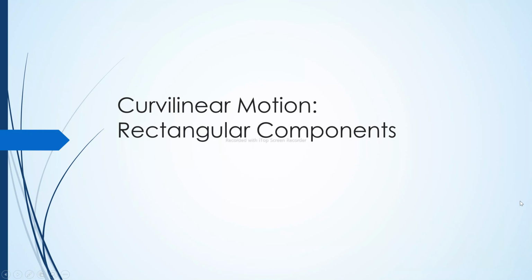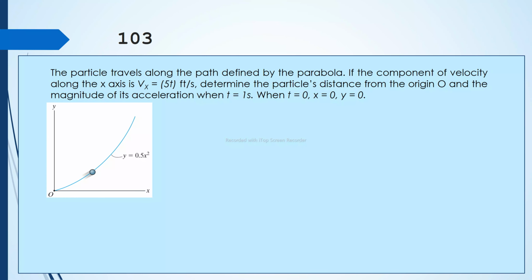Let's have our final example for this specific topic on the curvilinear motion and rectangular components. So for our last example, we have a particle here. We have a graph here, the x and the y, and then we have our origin. The particle travels along the path defined by the parabola.